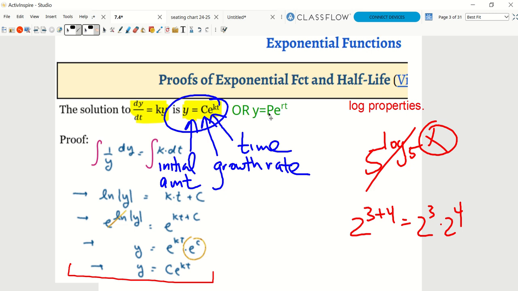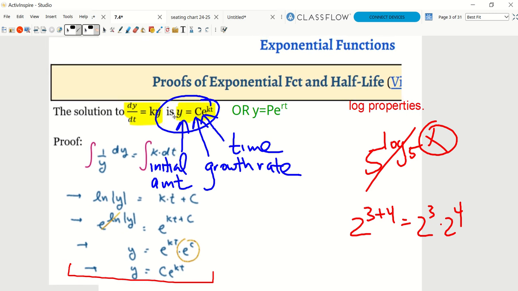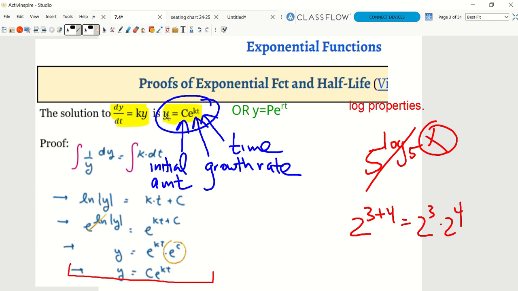I like Pe^(rt) because P is your initial amount, your principal. R is your rate, whereas k is not really that intuitive. I don't even know what word k stands for. Maybe constant, but that's not descriptive enough. I like just rate because that's truly what it is. So P, or capital C, is your initial amount. The arrows are not quite pointing to the right places. There you go. So C or P is your initial amount, k or r is your rate, and t is your time, obviously.